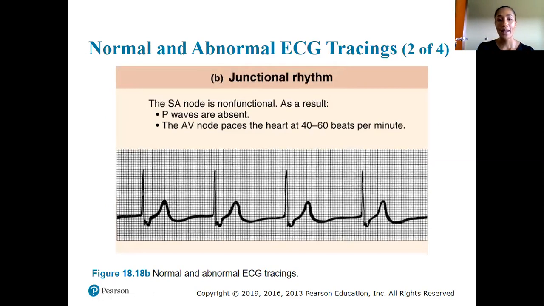So this is what we might see when the SA node is non-functional, and we call this a junctional rhythm. And you do want to know these terms. So when you're looking at this, you'll notice that there's no P wave, and the AV node paces the heart at about 40 to 60 beats per minute. I'm not going to have the diagrams on the test, but I do want you to know what these abnormalities are and what causes them.